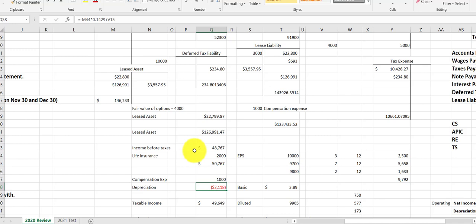So using MACRS, we got the factor from the table of 0.1429. That's how we use tax depreciation. And so on the tax return, we'd have more depreciation, so we subtract that. And so our taxable income, after making all the adjustments from our income on the income statement to our taxable income, is $49,649.